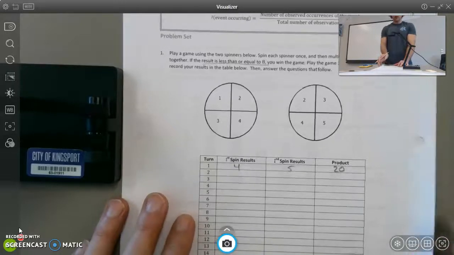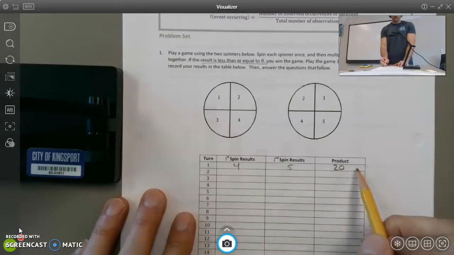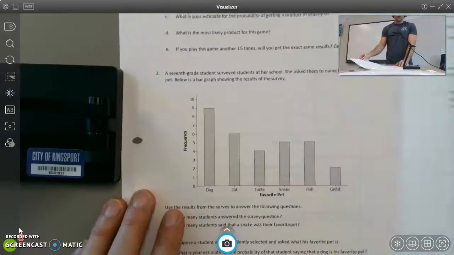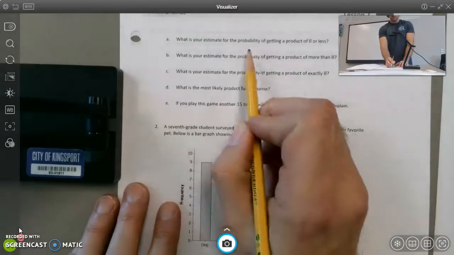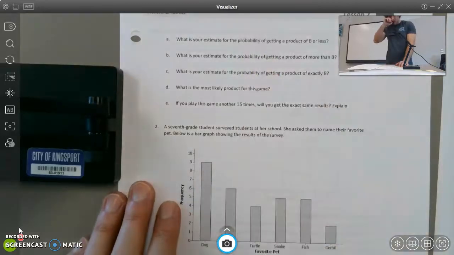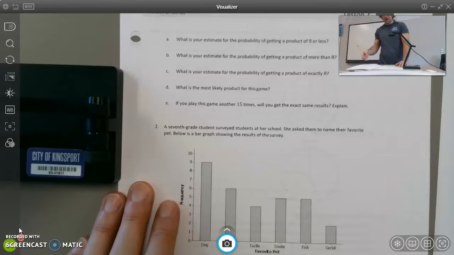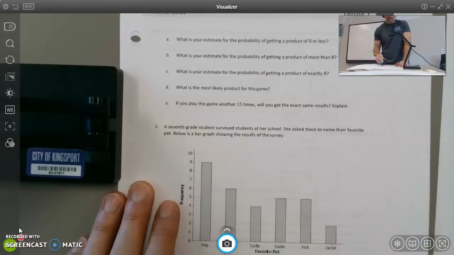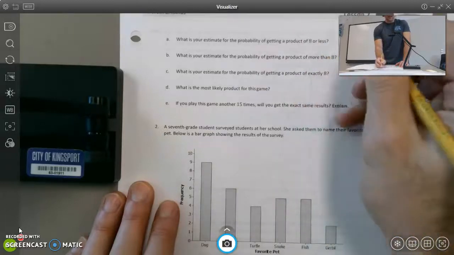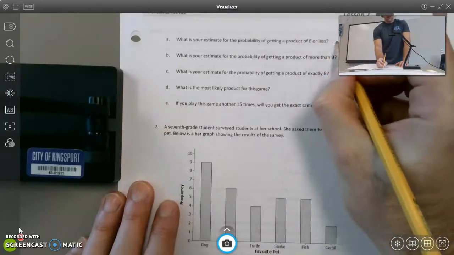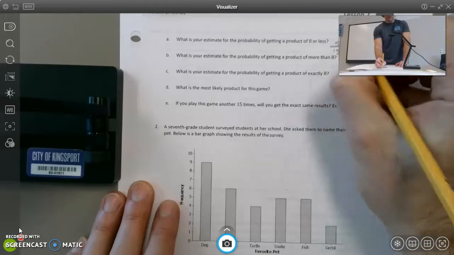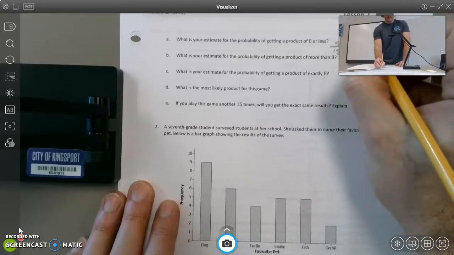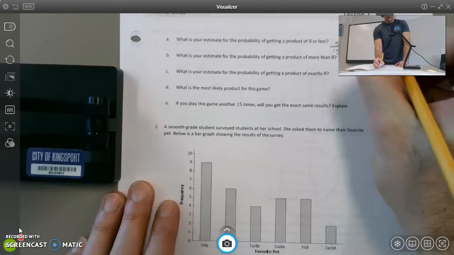So you're going to go through that and write down all your products, and answer some questions. What is the estimate of the probability of getting a product of 8 or less? So you would go through and look at all the times that you got a product of 8 or less. Okay, so you would just record all of your answers that were 8 or less. Let's say you got 8 or less 5 times, then you would say 5 out of 15. Okay, that's assuming 5 times I got less than 8. I think it was less than or equal to 8.